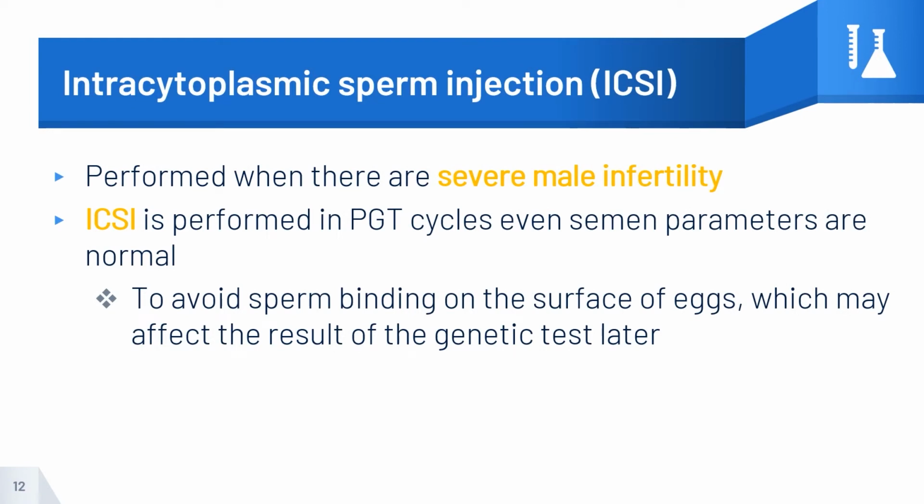ICSI is usually performed when there are severe male factor infertility. However, it is also required in PGT cycles when semen parameters are normal. This is to avoid sperm binding on the surface of the eggs, which may interfere with the result of the genetic test later.